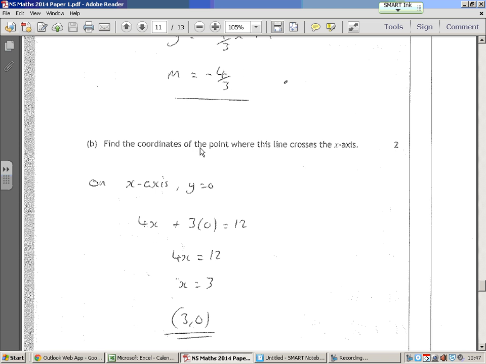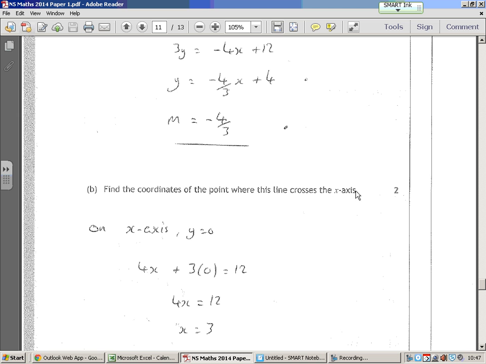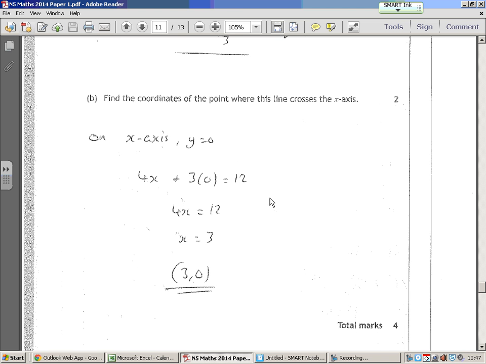Part B, find the coordinates of the point where the line crosses the x-axis. If it was just asking where it crosses the y-axis, it would just be this number, because it's in the format y equals mx plus c. But it's asking where it crosses the x-axis. What do I know? I know that on the x-axis y equals 0, because if we're sitting on the x-axis, we're at a height of 0.